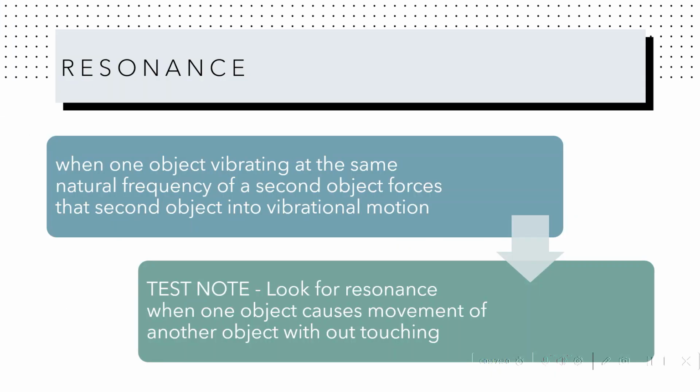Resonance. When you see this word vibrating, this is when you're starting to think resonance and two objects. One object vibrating at a natural frequency causes a second object to go into vibrational motion. So you're looking for one object causing movement of another without usually touching, or words like vibrations causing vibrations. The vibration is usually the word that sets off resonance.